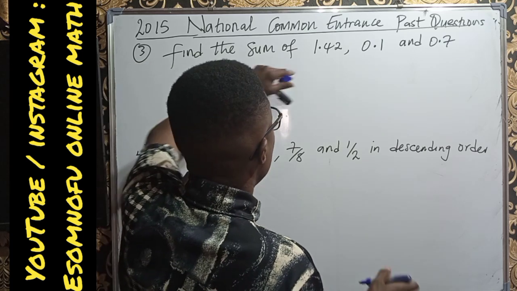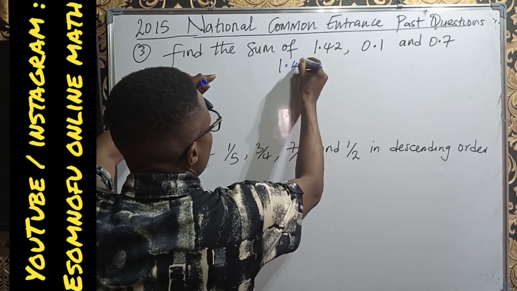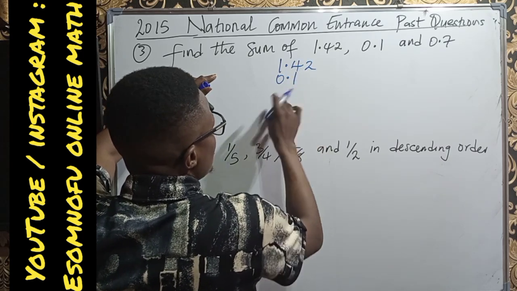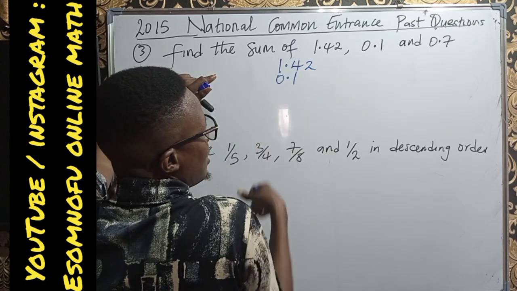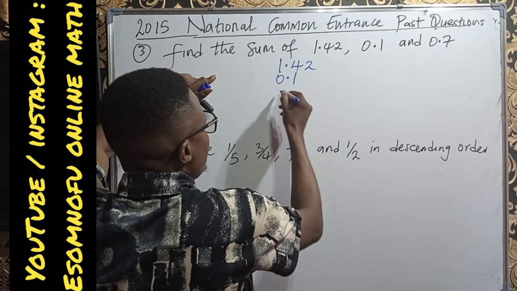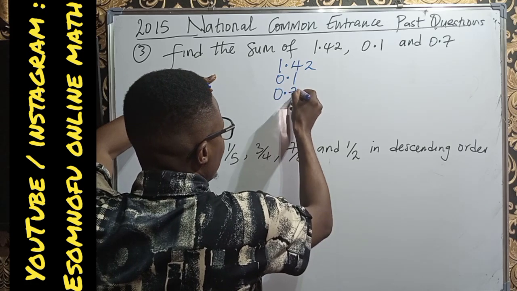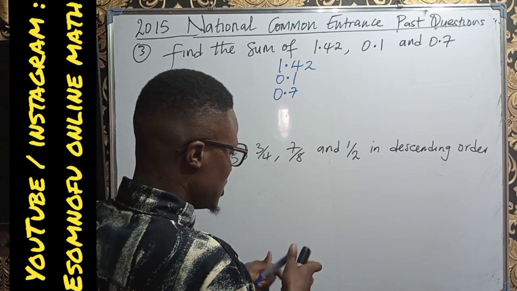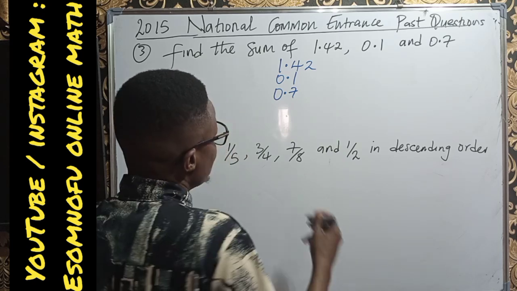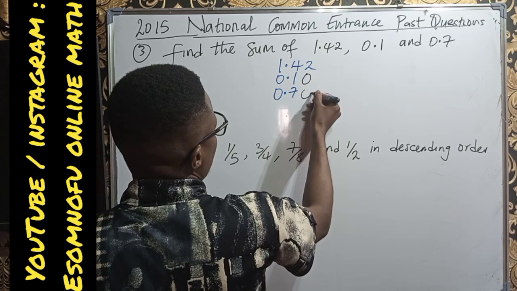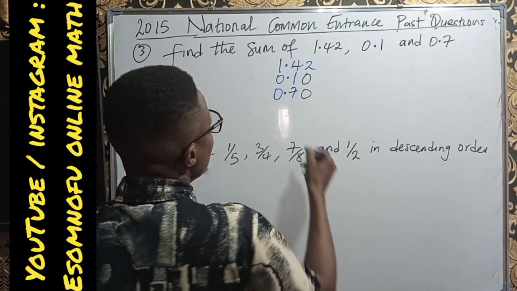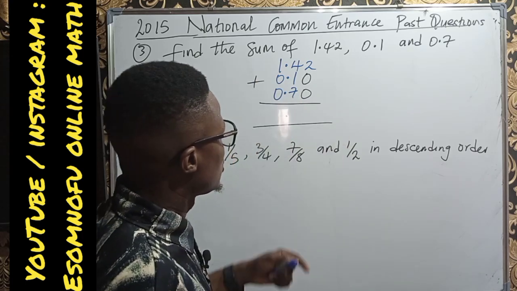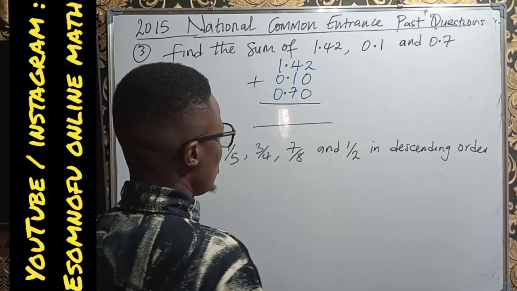So the first number we'll have here is 1.42, followed by 0.1. You see the way I placed it to make sure the decimals are on the same line, followed by 0.7. You may wish to complete the vacant spaces with 0 because 0 is insignificant. So you can put 0 here and put 0 here to complete the vacant spaces there. So sum in mathematics is the result we get after addition. So therefore, let us add up in order to get the sum.